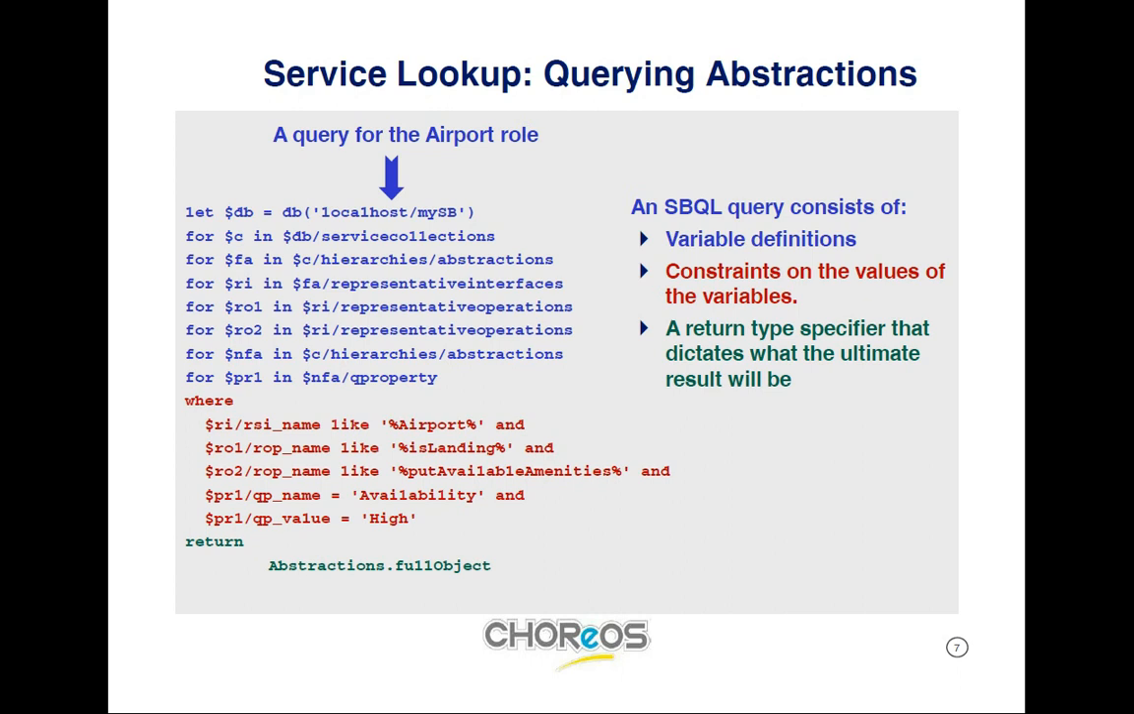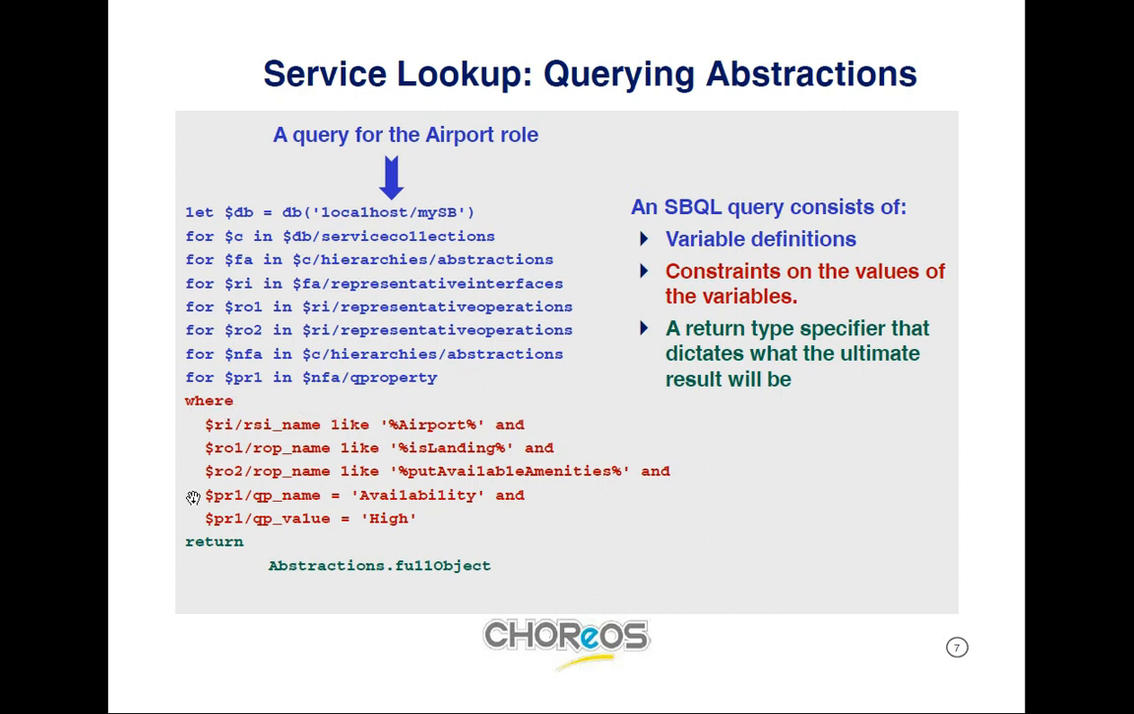In more detail, an SBQL query consists of variable definitions. Each variable stands for a service concept that we are interested in. That is, it may refer to a service interface, a service operation, a non-functional property, etc. The query further specifies constraints on the values of the variables.